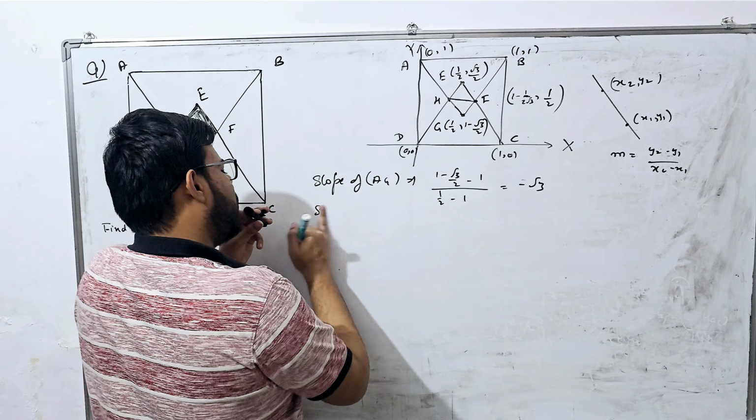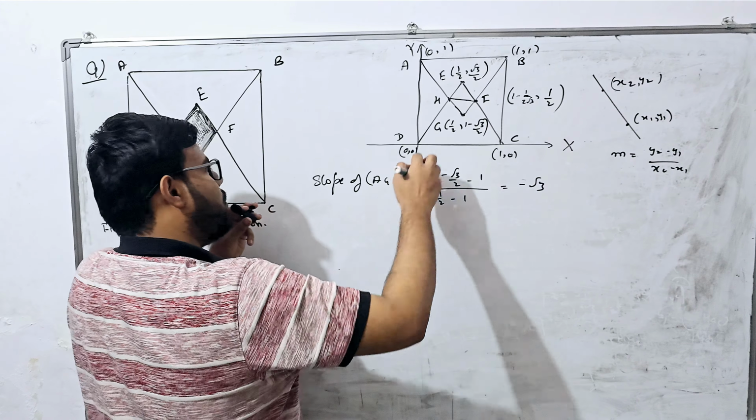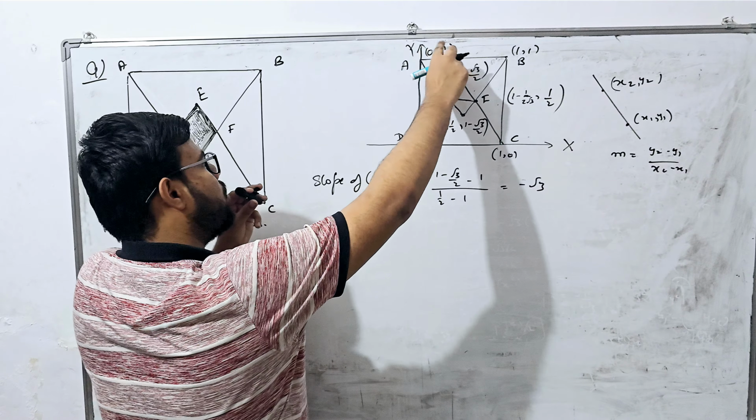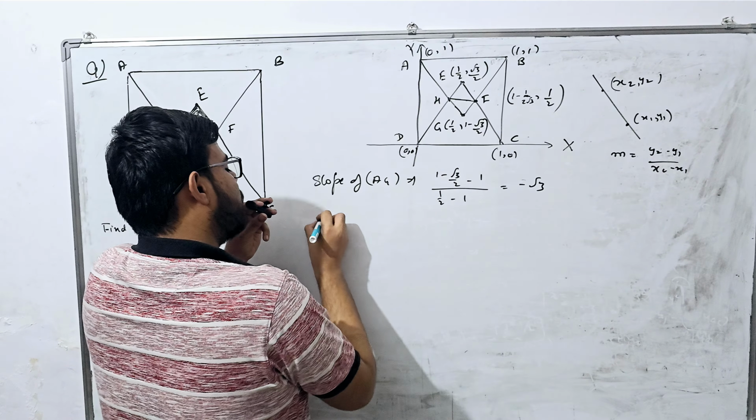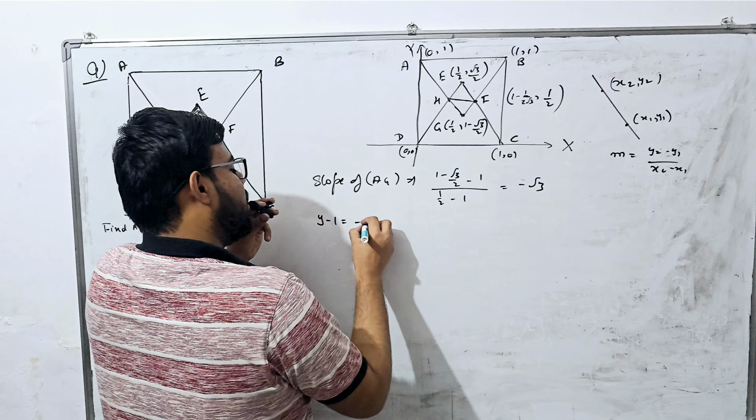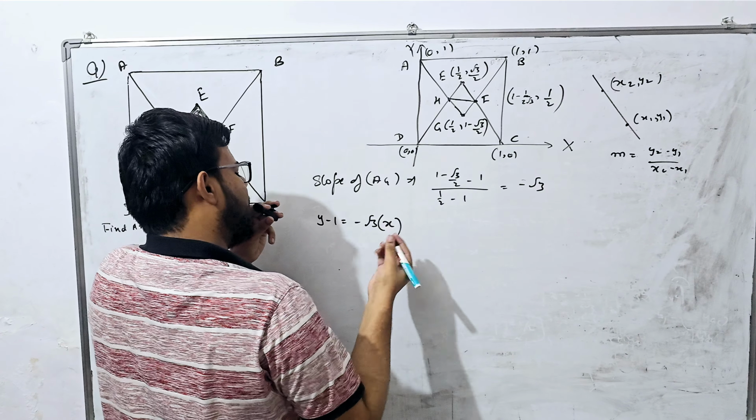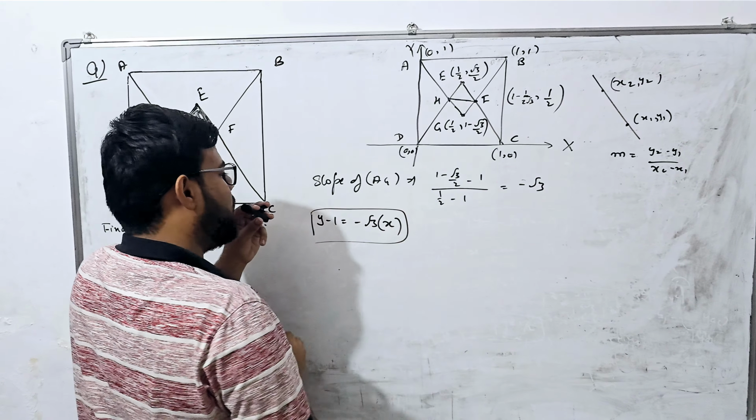Now what is the slope? Wait, first of all let's solve for the equation. So we will apply the point slope form for this point. Okay, so y minus 1 is equal to what? Negative root 3 x minus 0, that is x, right? Okay, so we got this expression.